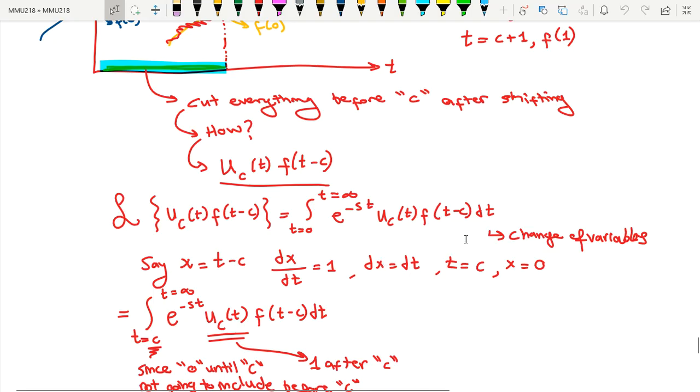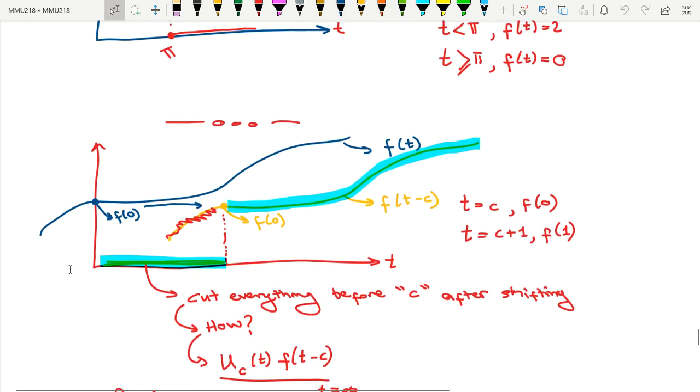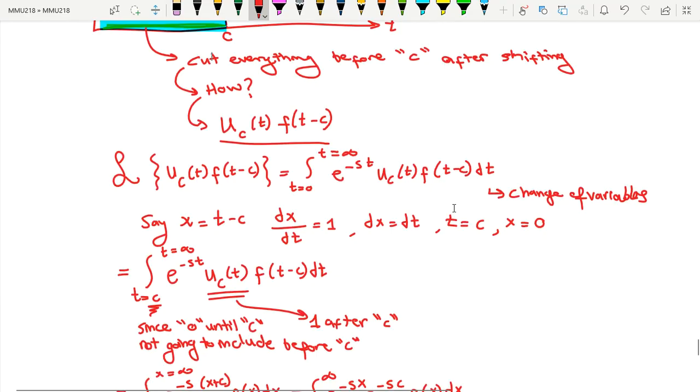dx is equal to dt. So over here, I'm going to replace dt by dx. And the boundaries: at t equals c, maybe I should write c here. At t equals c, my variable x will become 0. Okay, that's a good one.